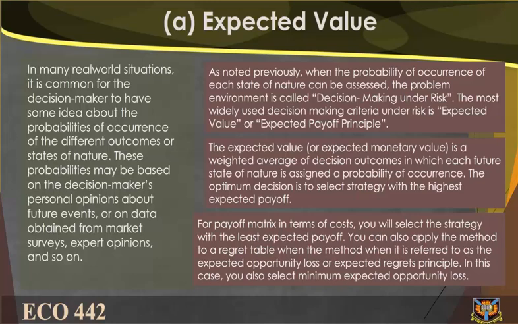The expected value or expected monetary value is a weighted average of decision outcomes in which each future state of nature is assigned a probability of occurrence. The optimum decision is to select the strategy with the highest expected payoff. For a payoff matrix in terms of cost, you will select the strategy with the least expected payoff. You can also apply the method to a regret table, when it is referred to as the expected opportunity loss or expected regret principle. In this case, you also select the minimum expected opportunity loss.